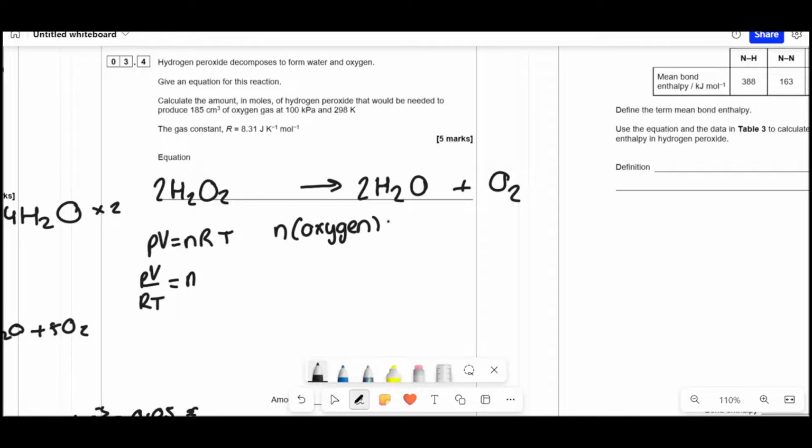So if we work out the moles of the oxygen, it's going to equal the pressure, which is 100 kilopascals. But remember, we have to have it in standard units, so it can't be kilo, it has to be just pascals. So it's 100,000, times the volume. Where's the volume? They've told you it's 185 centimeters cubed. It has to be in standard units, so the base units. It can't be centimeters, it has to be meters.